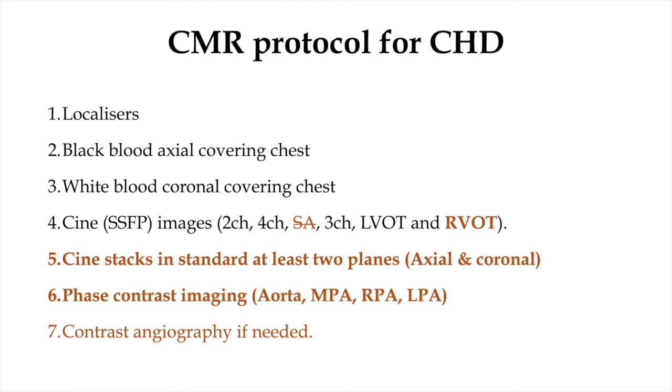The most important sequences in the cardiac MR protocol are the cine stacks acquired in the standard axial and coronal planes. Then the particular cine images across the 2-chamber view, 4-chamber and 3-chamber view are acquired, along with the LVOT and RVOT views. Phase contrast imaging is acquired in through plane of the aorta and MPA, and if required, RPA and LPA. Contrast angiography really helps when we are going to assess the smaller vessels or the collaterals.